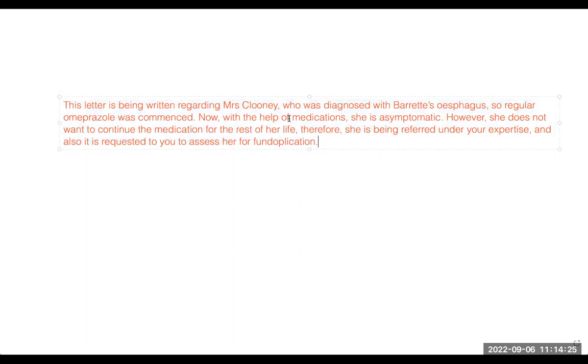The second important thing would be commas before the connector. Wherever I take the breath, apart from the connectors, wherever I want to stop. Now with the help of medications, she is asymptomatic. Full stop. However, comma, she doesn't want to continue. With does, you do not say wants, so we have used the S over here.